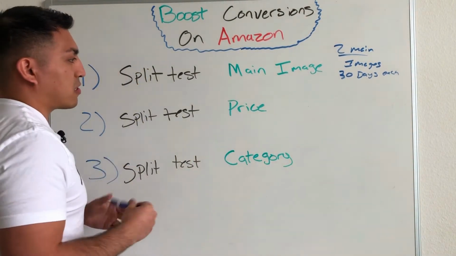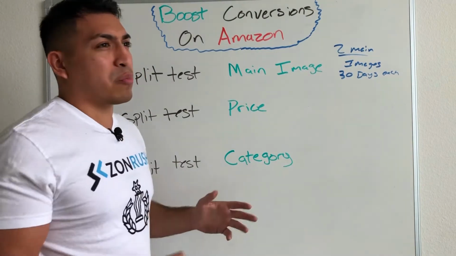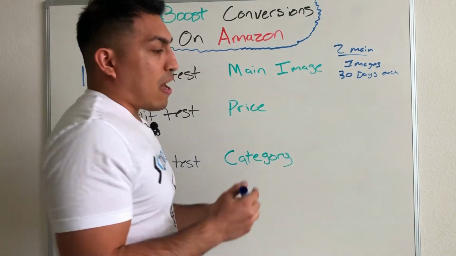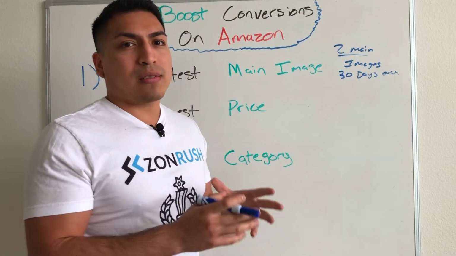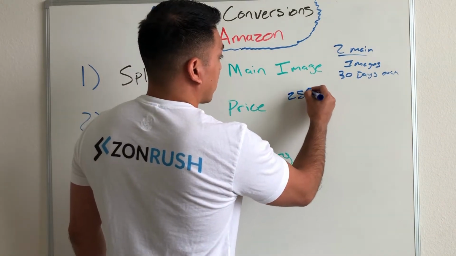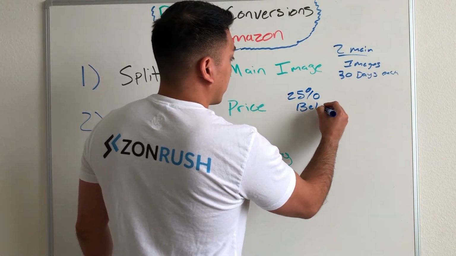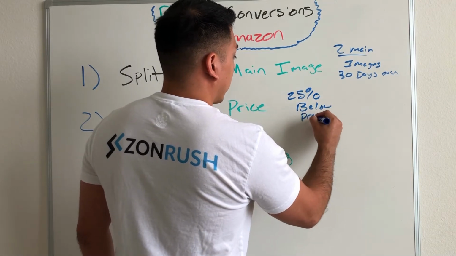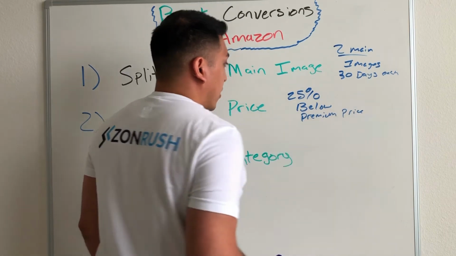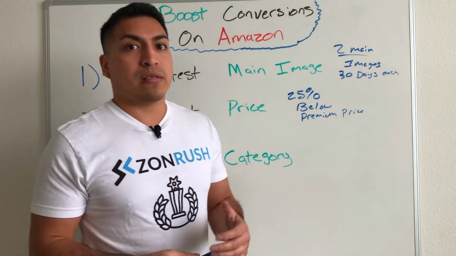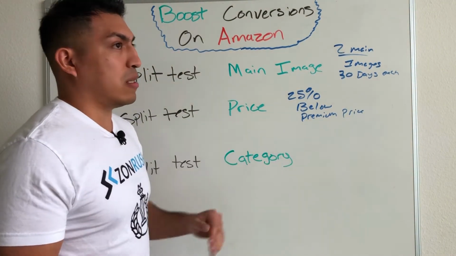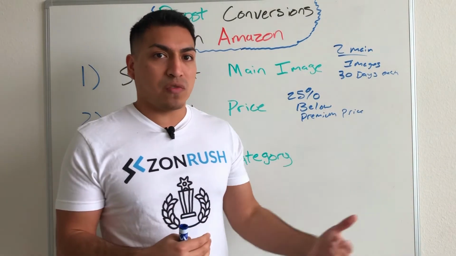Then you can go ahead and split test the price. Now the price is super easy. There are 2 different ways you can do this. If you already have an idea of what your premium price is going to be, when you're split testing, try 25% below your premium price, okay? And you'll let this run for 2 weeks, all right? 25% below your premium price. And what this can lead to is an increase in sales velocity.